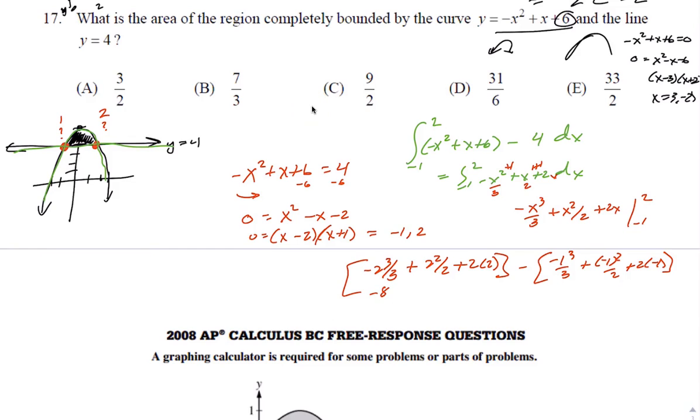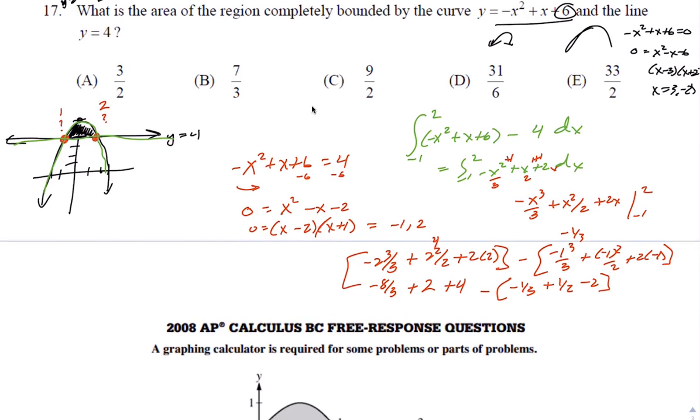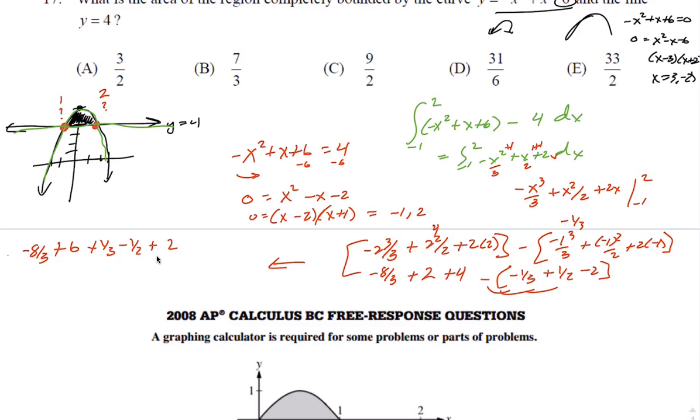So this will be negative 8 over 3 plus 4 over 2, so just 2, plus 4. And then this will be negative 1/3 plus 1/2 minus 2. Distribute the negative, so I get negative 8/3 plus 6. This negative goes to everything. So plus 1/3 minus 1/2 plus 2. I probably want to do a common denominator. So I'm going to put everything over 6. So let's multiply this by 2 over 2. So negative 16 over 6, plus multiply this by 3 over 3.